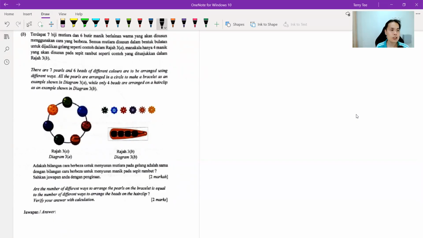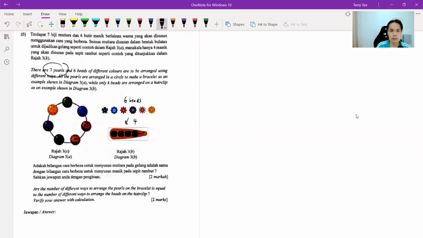Okay, so here we have 7 pearls and 6 beads, different colors, to be arranged in different ways. All the pearls are arranged in a circle to make a bracelet, as an example. Yeah. So, okay, they show you here. While only 4 beads are arranged on a hair clip, as shown in this example. So we have 6 beads here, right? We want to arrange 4. Whereas we have 7 pearls, we arrange all, but we arrange in a circle.